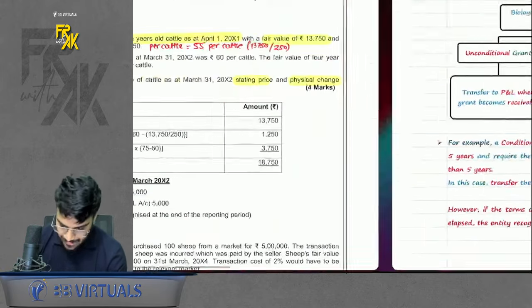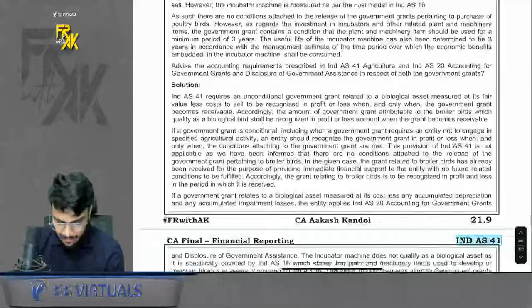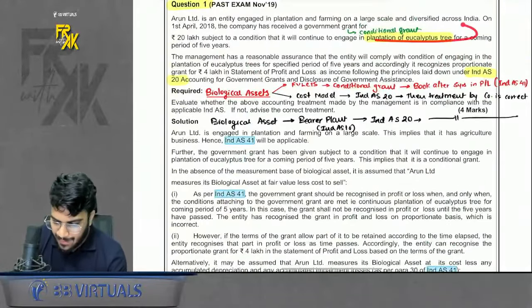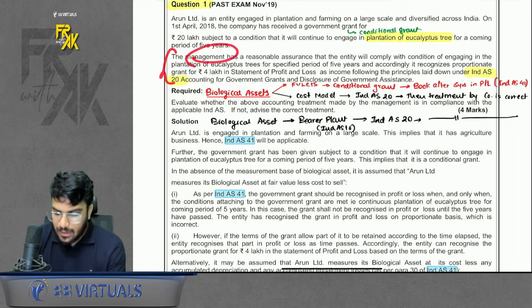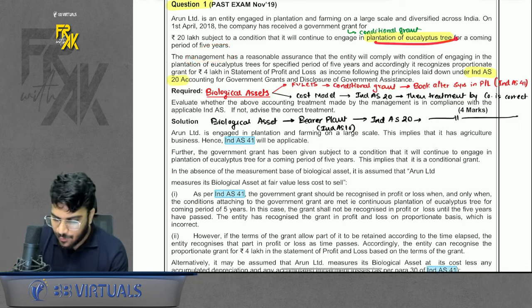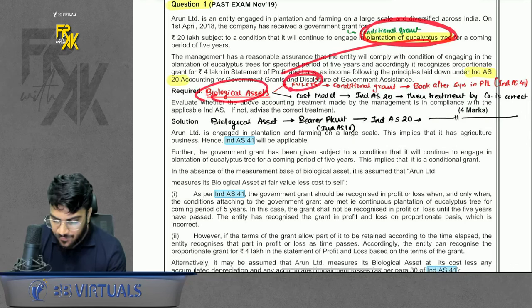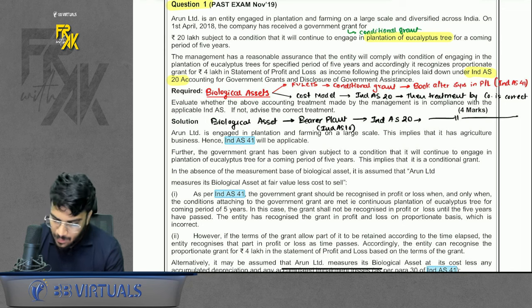Okay, Acha. To discuss this, we did one question also, that was question number 1 of MTP RTP past exam, in case you remember. It says that we have a plantation tree for which we got a grant of 20 lakhs. Now what the company did was, company booked the grant over the period of 5 years. Is it correct? So ideally, if you are getting a grant for a biological asset, that is a tree, if it is valued at FELCTS, then the method followed by the company is incorrect, because if it is FELCTS, it becomes a conditional grant.